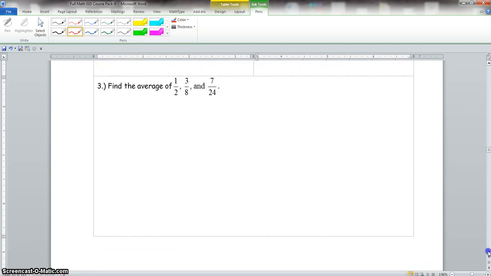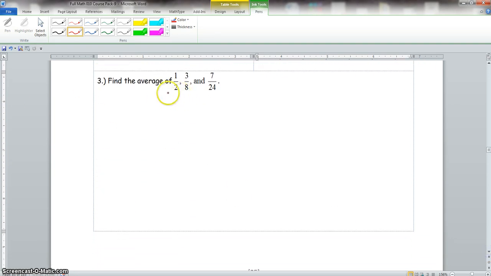Now we go here to number 3. It says find the average. Now we have to remember, when we find the average, the first thing we do is add up all of the numbers that are provided. That is our first step. So we need to find a common denominator of 2, 8, and 24.